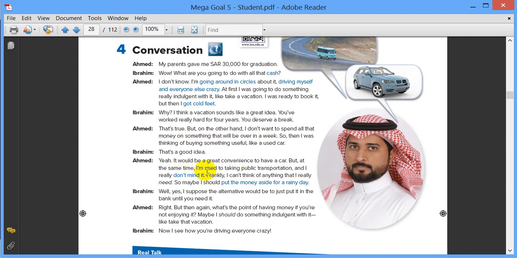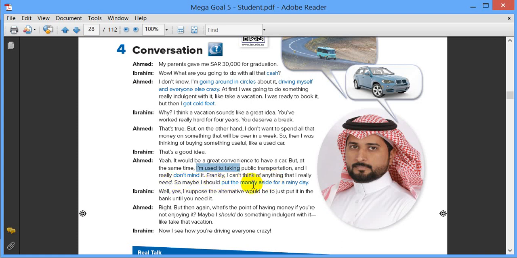Look here, guys, at this expression. So here, I am used to taking. So used to here. Before it, verb to be, am or is or are. After used to here, gerund, verb plus ing, or a noun. So I am used to taking public transportation. It means that he did it in the past and is still doing it.